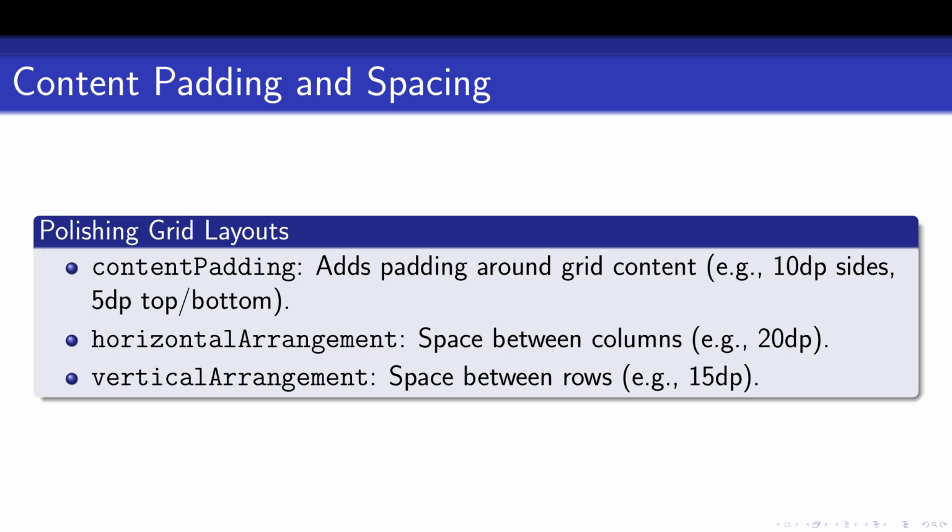Once you've set up your grid, it's important to polish the layout using padding and spacing. The contentPadding parameter allows you to add padding around the edges of the grid, which keeps your UI from feeling cramped. Horizontal arrangement controls the space between columns, and vertical arrangement manages spacing between rows. These simple tweaks can make your grid layouts look much more professional and user-friendly.